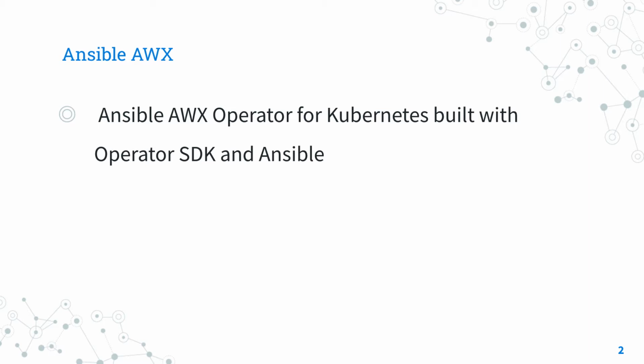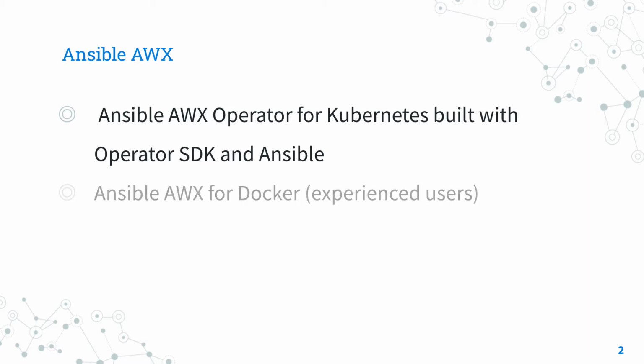Ansible AWX operator for Kubernetes is built with the operator SDK and Ansible, so perfectly compatible with Kubernetes and OpenShift, made by Red Hat. AWX can also alternatively be installed and run in Docker, but this install path is only recommended for development, test-oriented deployment, and has no official published release.